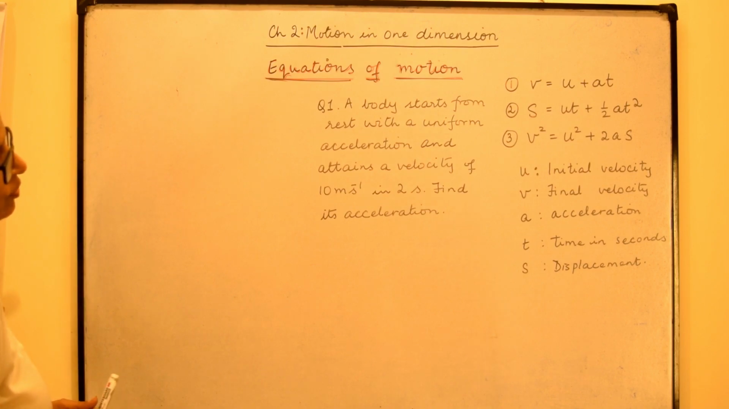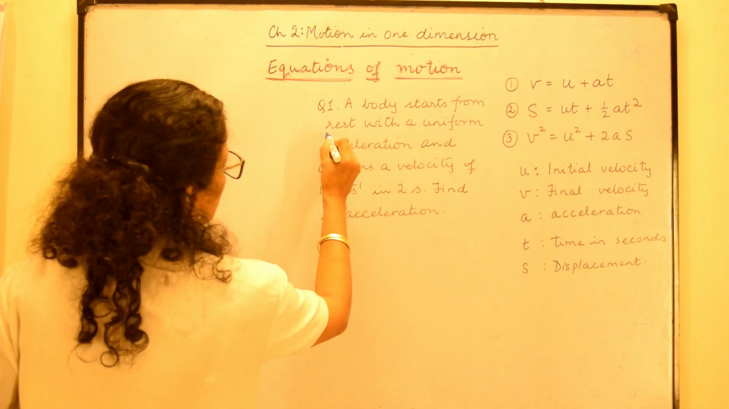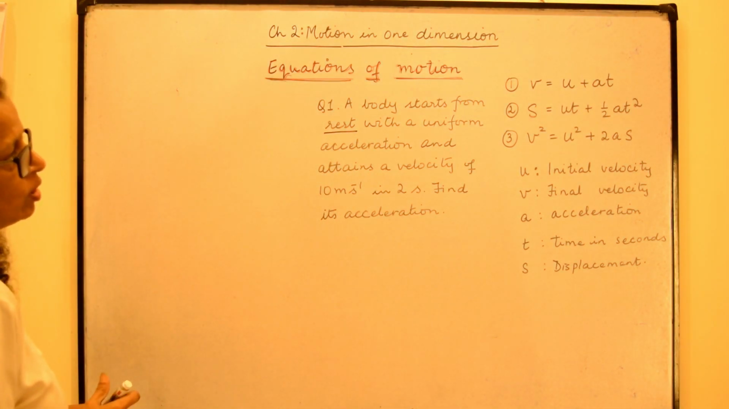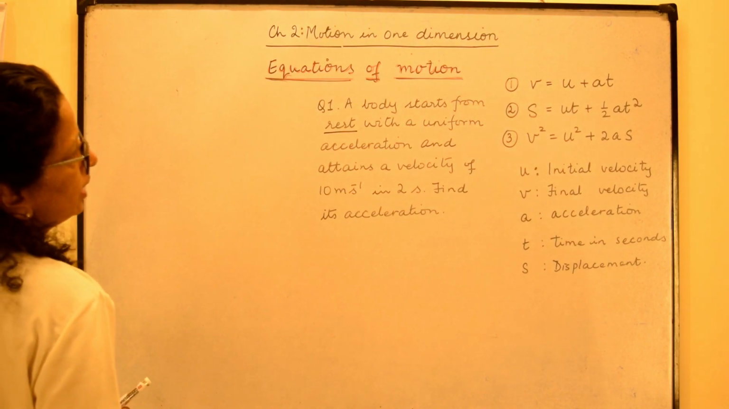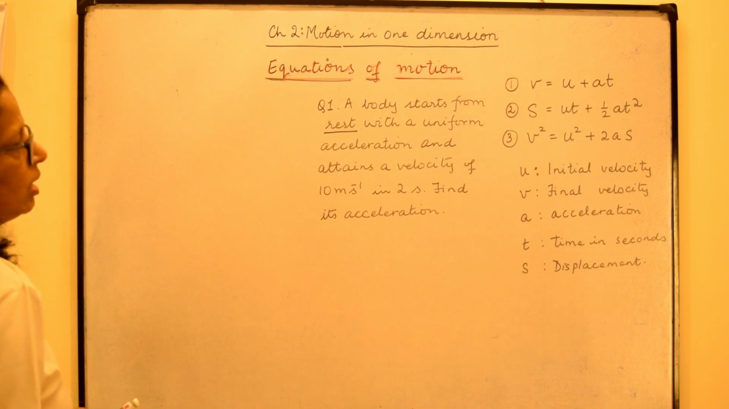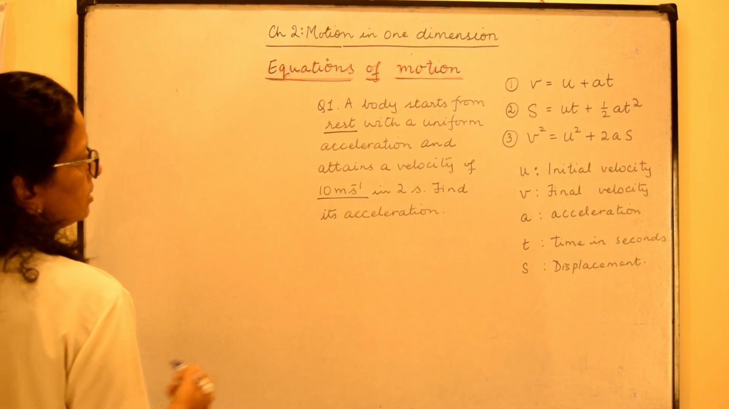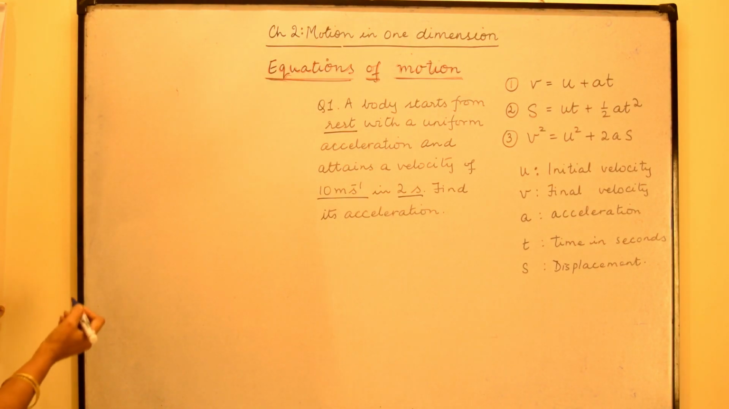A body starts from rest. Whenever we hear about starting from rest, what does it tell you? That initial velocity is 0. So let's continue. It starts from rest with a uniform acceleration and attains a velocity of 10 meter per second in 2 seconds. Find its acceleration.